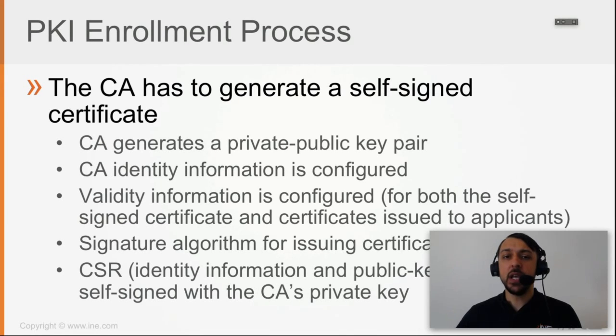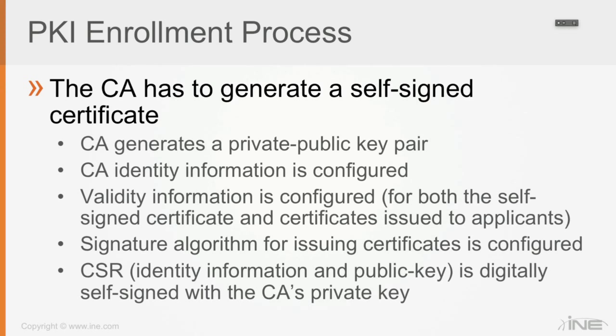So when you actually create a CA, you have to tell the CA, okay, what is the identity of the CA? Because the identity is going to be attached to the certificates issued to applicants. And what is the validity of the certificates? Because the CA needs to know what is the lifetime of its own self-signed certificate, and also what is the lifetime of certificates that it is going to issue to applicants.